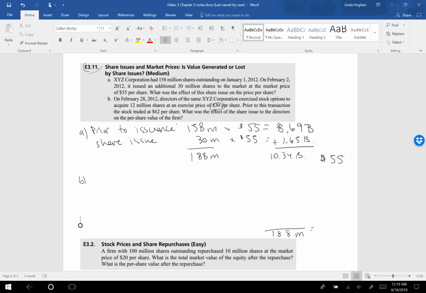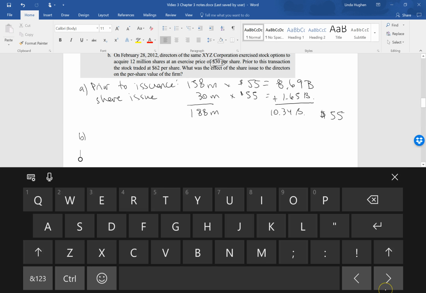Question is, what was the effect of the share issue to directors on the per share basis of the firm? Give myself a little more room to write here.